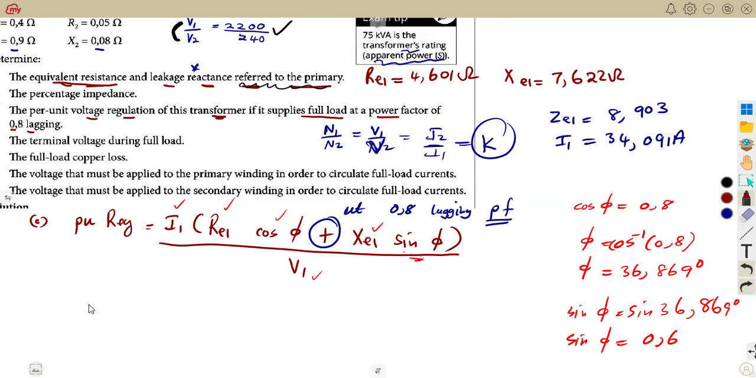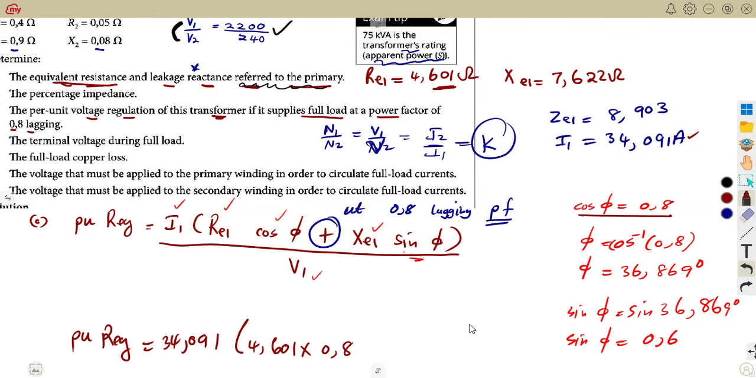Per unit voltage regulation can be calculated from the I1. Calculate this: 34,091 into RE, the equivalent resistance referred to the primary side, 4,601 times the cos theta, the power factor. Remember, that's our cos phi, which is 0.8. Plus, because of what? The lagging power factor. It's a plus there. Okay? Do not forget that.